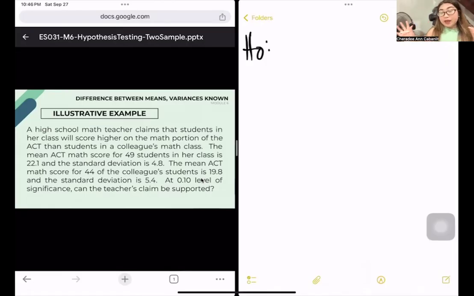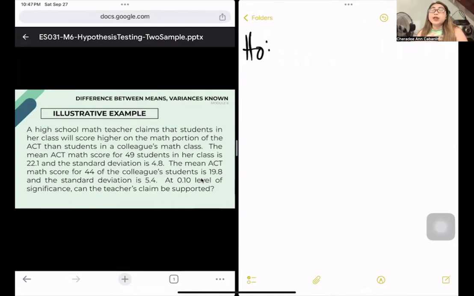They are independent because no one student has the same score, so they are mutually exclusive. The mean ACT math score of the 49 students in her class, x bar 1, is 22.1, and the standard deviation, which is your sigma, is 4.8. While the mean ACT math score of her colleague's class, for 44 students, is 19.8, and the standard deviation is 5.4. At 0.1 level of significance, can the teacher's claim be supported?